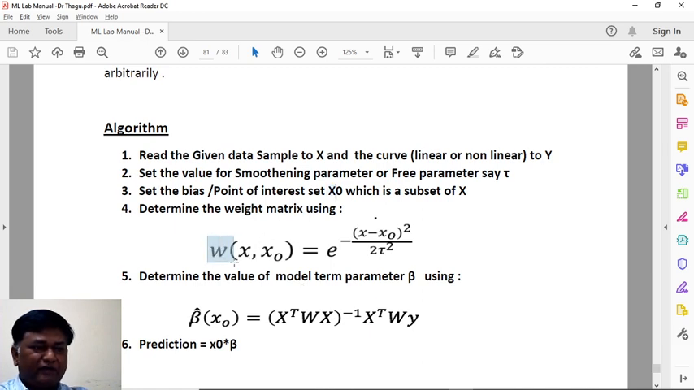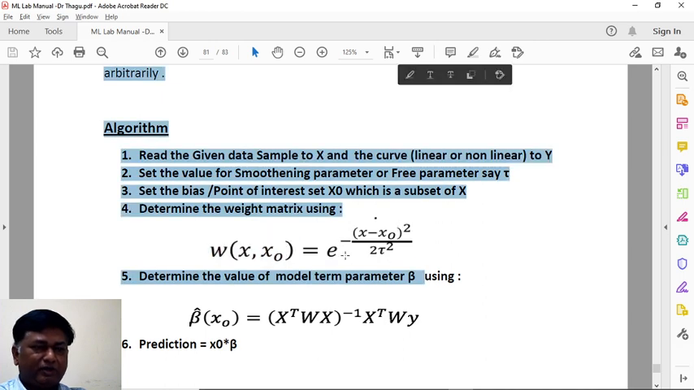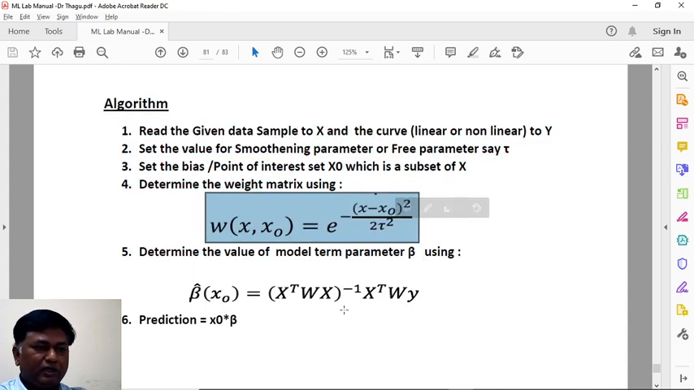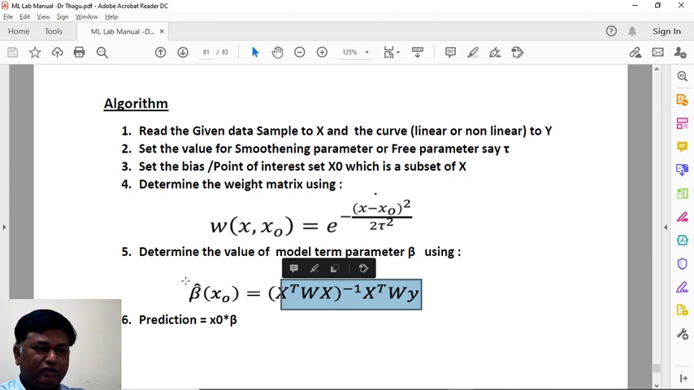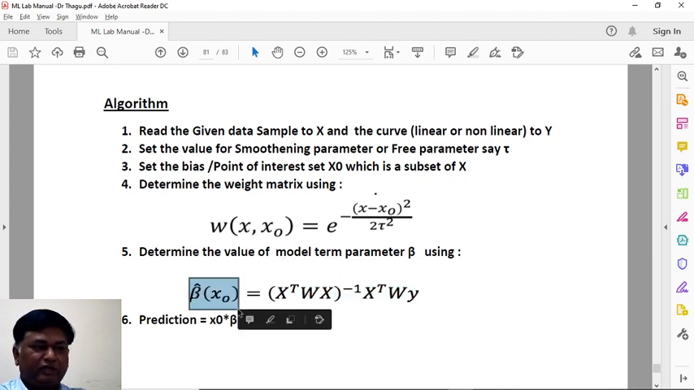And you are calculating the weight matrix W. This is your unknown input x data, this is your bias data. Based on input and bias, you are finding the weight. The formula is e power minus (x minus x naught) whole square by 2 tau square. Then this weight you are multiplying with x transpose, and this formula is calculated to get beta of x naught. So this beta is multiplied with your bias value, and it predicts the data, whatever distribution the data is following. So this is the algorithm we will implement.